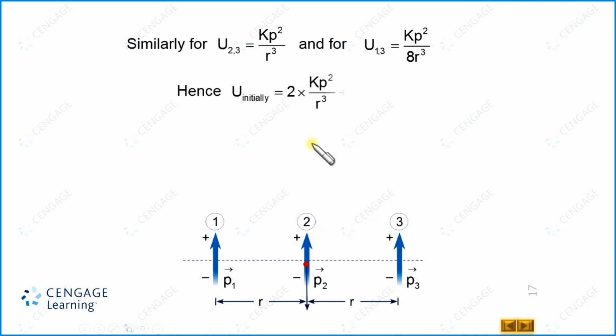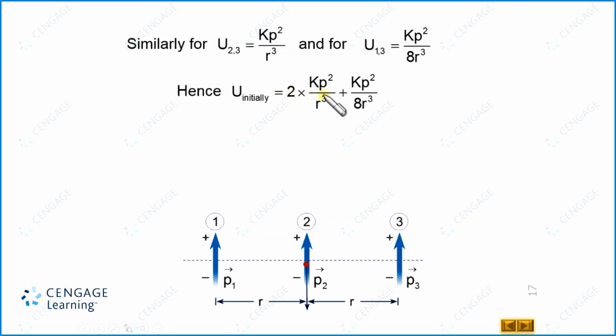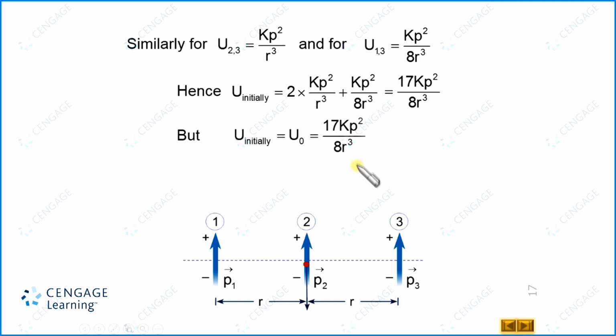So let us substitute in this expression. So we got this relation. Now we can add these values. This is equal to 17 Kp square divided by 8R cube, and we are given the initial potential energy, that is the potential energy associated with the initial configuration, is U0. That means this value is equal to U0. Now from this we can find the value of Kp square divided by R cube. This is equal to 8 U0 divided by 17. Let this be equation number 1.